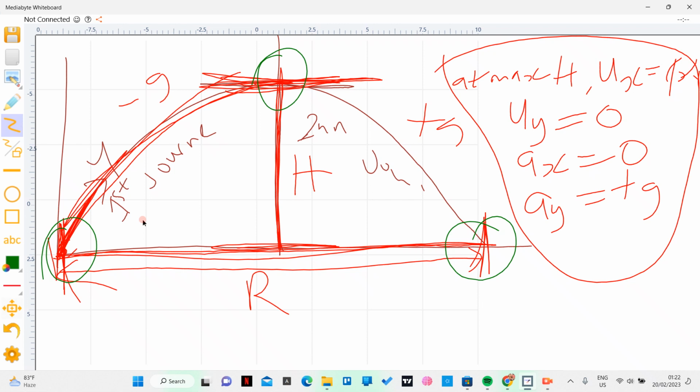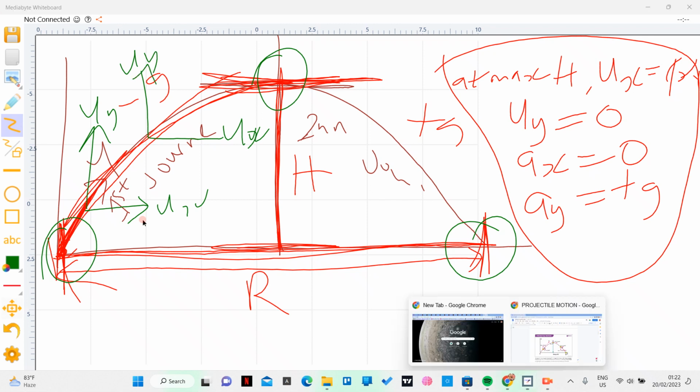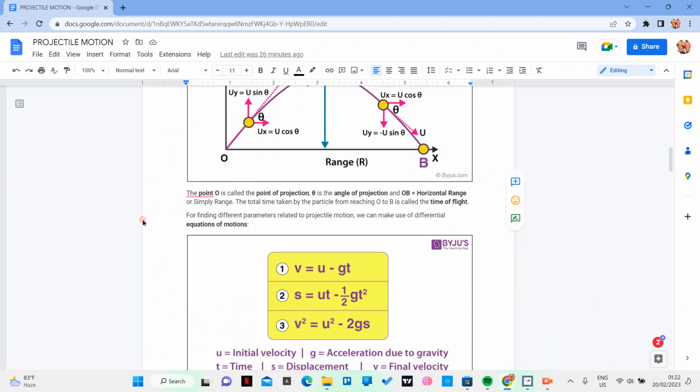So sometimes you have something like this there. So this will be what? Your u y, your u x, your u x, your u y, like all through, like that.